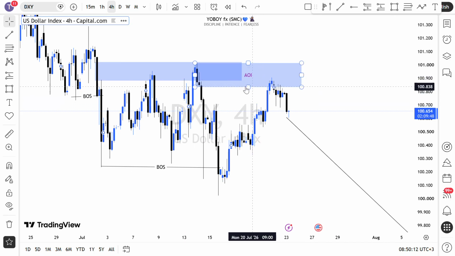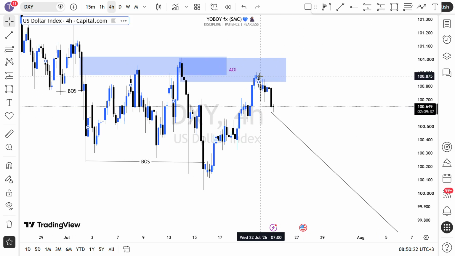So I'm expecting DXY to trade into this area. We can see clearly right now we have traded into this supply area. And now we are going to concentrate on what is happening in this area, so that we can find a clear confirmation on a lower time frame.